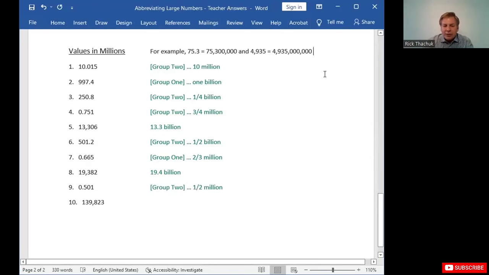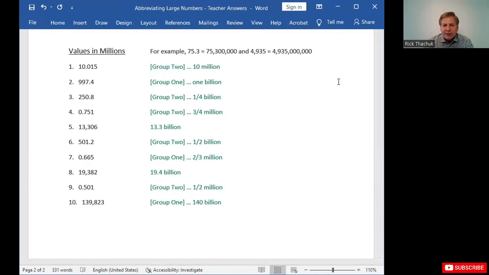Finally, number 10, 139,823 million. In expanded format, that's 139,823 million. Well, that's pretty close to 140 billion. It's actually just under that. So any of the words from group 1 and then 140 billion will work.